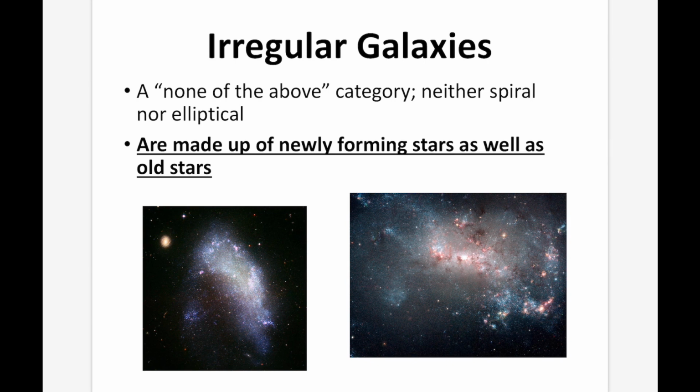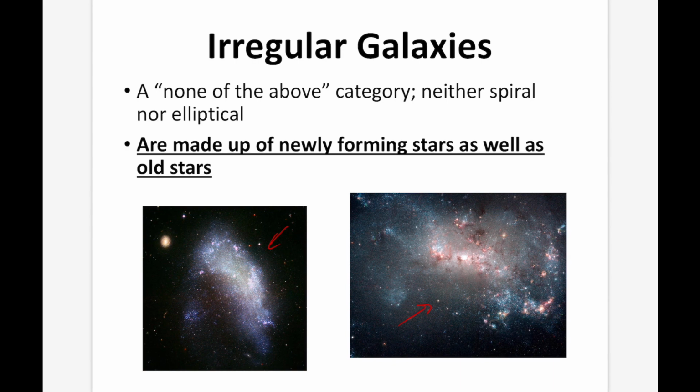Irregular galaxies is our third type. It's a none of the above kind of category. It's neither spiral nor elliptical, and it's made up of newly formed stars as well as old stars. So it's kind of like more just a general clumping of stars in a very non-distinct shape. So you can see two examples here. You can see their shapes differ greatly between each other as well as compared to the ones we've already looked at.